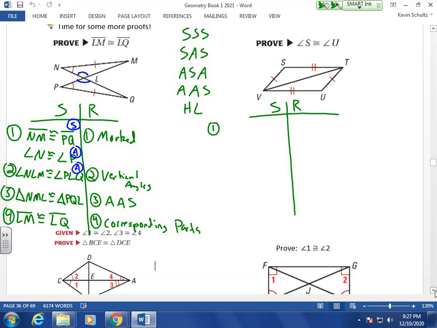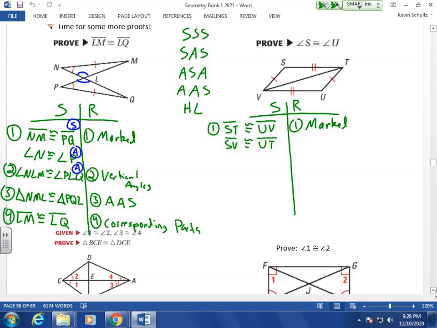Again, I don't have a given statement here. But I do have stuff that's marked, right? I've got ST is congruent to UV, and I've got SV is congruent to UT. It's not given in a given statement, but it is marked. So that's where I'm going to start.